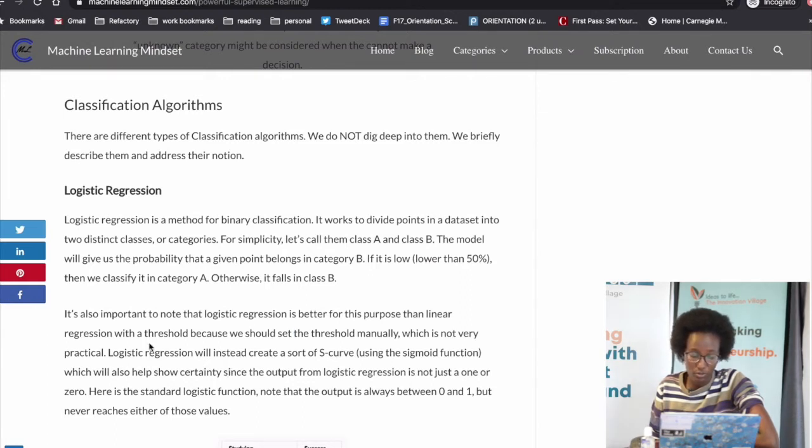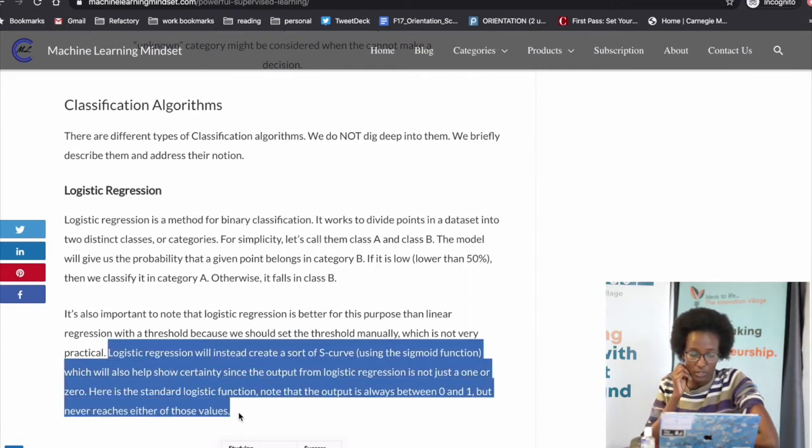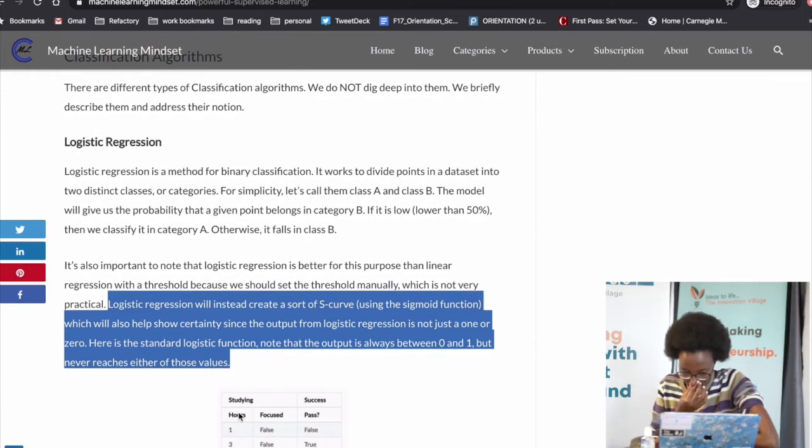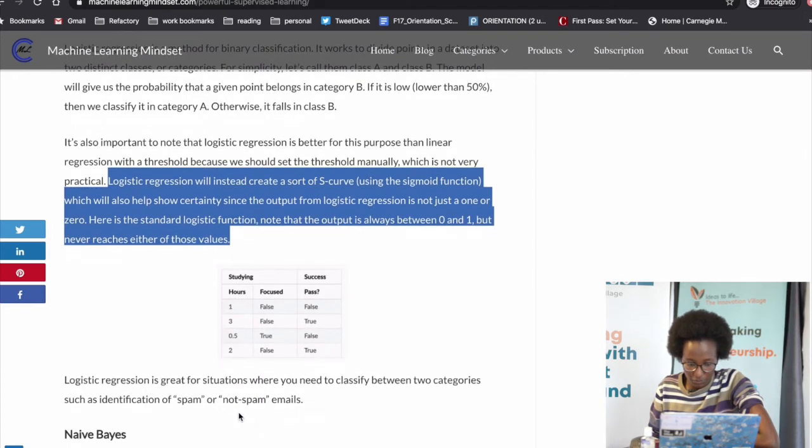All right, so logistic regression will instead create a sort of S-curve using the sigmoid function, which will also help show certainty, since the output of the logistic regression is not just a 1 or a 0. Okay, here is the standard logistic function. Note that the output is always between 0 and 1, but it never reaches either of those values.